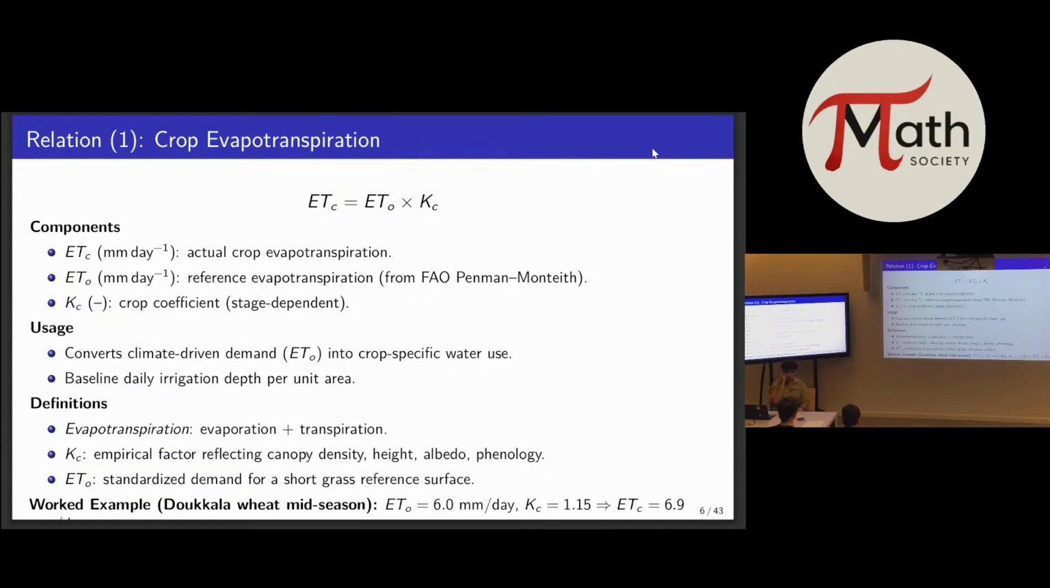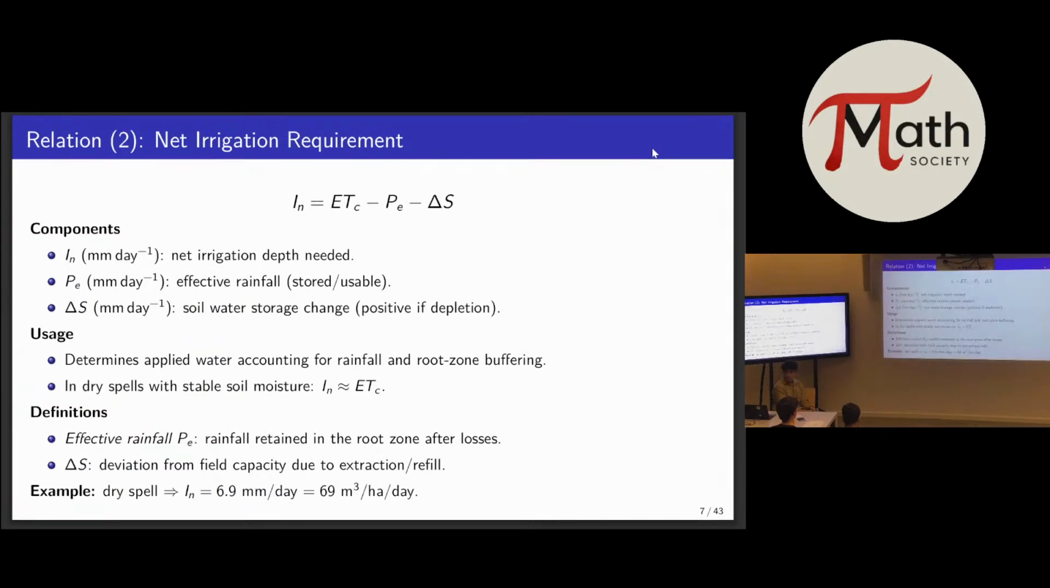As you can see, we have the definitions ahead of us, like evapotranspiration, which we already talked about. Kc is the factor reflecting canopy density, height, albedo, phenology, so this basically just depends on the land. And ET0 is the demand for a short grass reference surface, so this is basically the demand of the water. As I said, we just took an example here, and after computing, it gives us 6.9. Let's just remember the values because we're going to use them at the end.